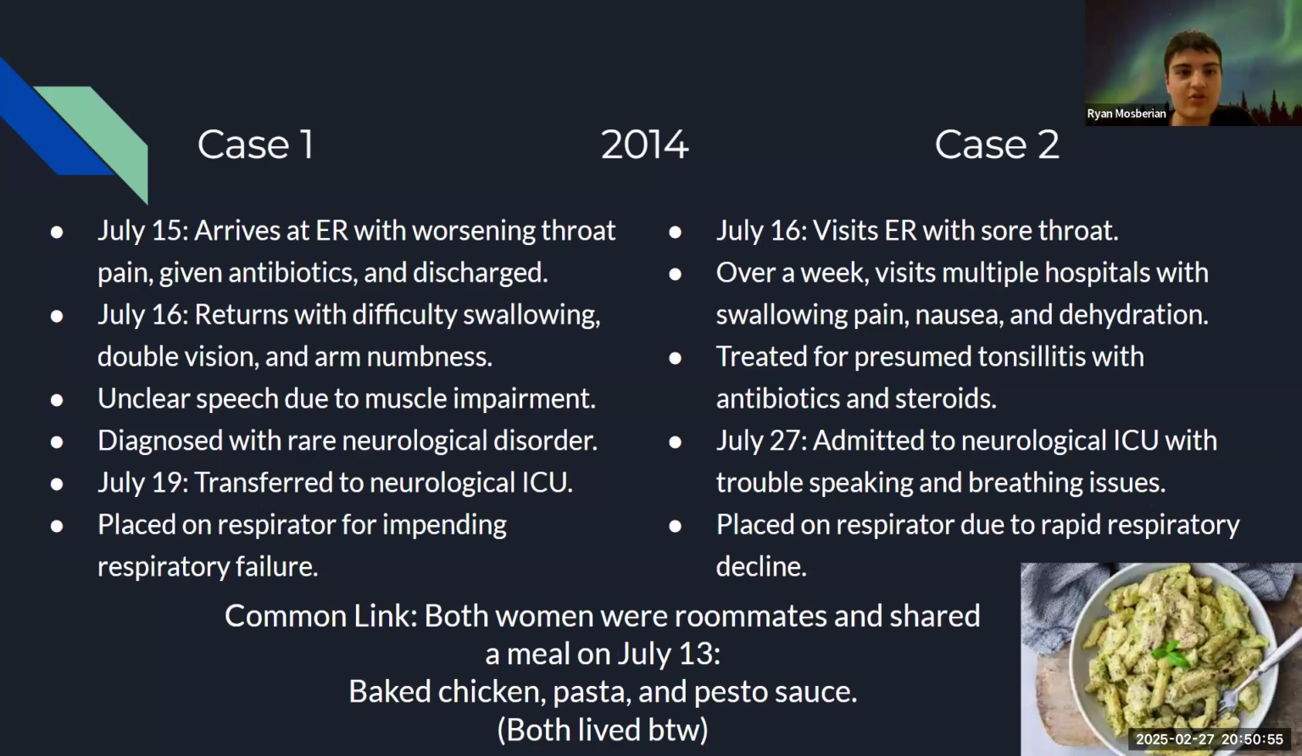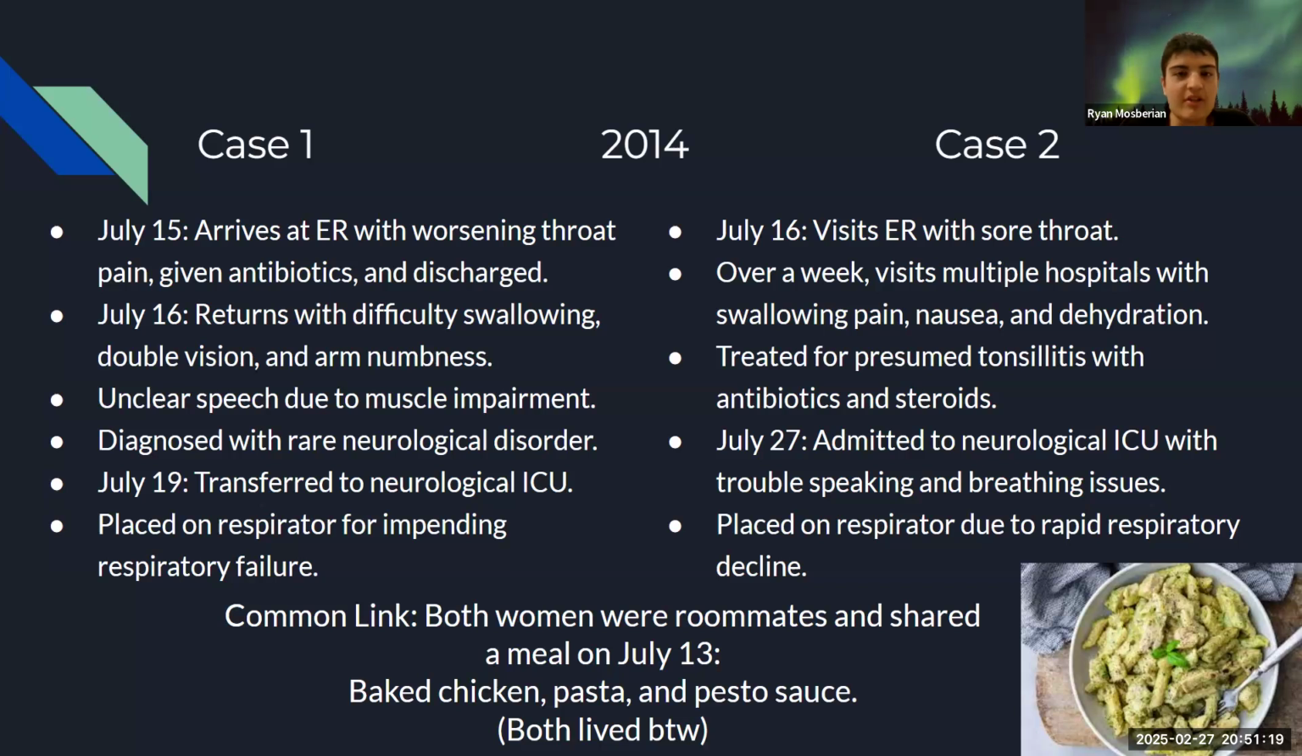And that leads us to our case, where we have two women visiting the ER with pretty basic symptoms, just sore throat and a fever, but their condition quickly worsened, and both of them had a lot of neuromuscular issues like difficulty swallowing, difficulty speaking. They had slurred speech, and just in general, a lot of neuromuscular symptoms.